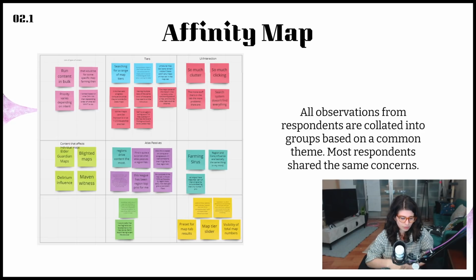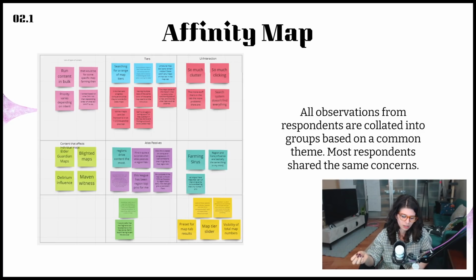Content that affects individual maps, so things like Elder Guardian maps or Blighted maps came up a lot, and also Maven, whether a map has been witnessed by Maven. Keep in mind, I did this research around February or March, so it would date back to that iteration of Path of Exile, and we have had some updates since then.